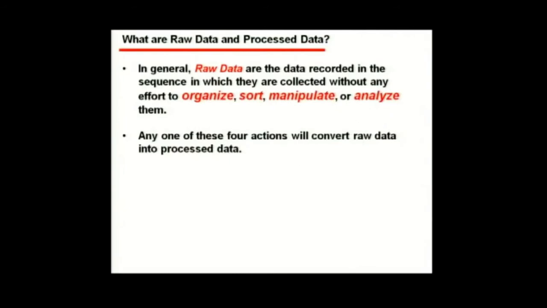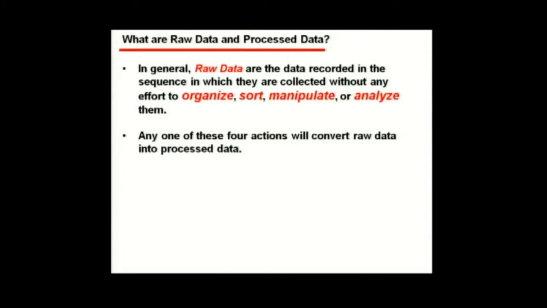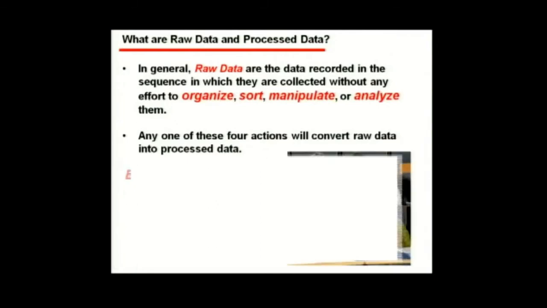What are raw data and processed data? Well, in general, raw data are the data recorded in the sequence in which they are collected without any effort to organize, sort, manipulate, or analyze. So the numbers as is, as we see them in any spreadsheet, or as we type or acquire them. Any one of these four actions, organization, sorting, manipulation, or analysis, would turn the data from raw data to what we call processed data. These are data that have meaning.